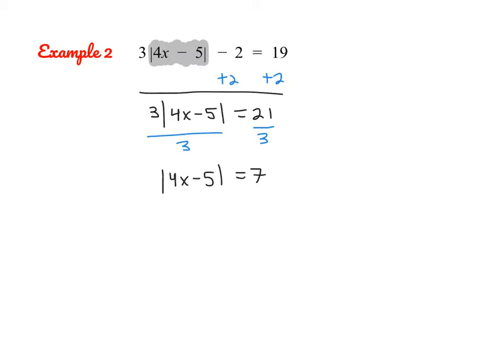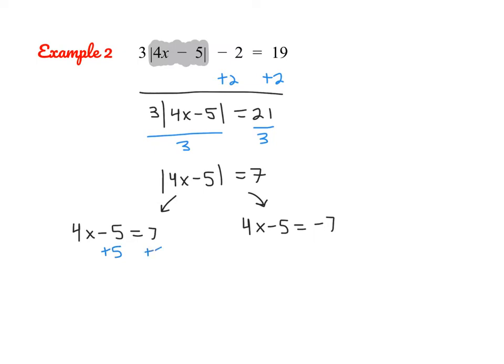And now that it's isolated, we can create our two separate equations, one for the positive version, so equals positive 7, and then one for the negative version, equals -7. And notice that we were able to lose our absolute value signs when we do this. And now all we have to do is finish solving.